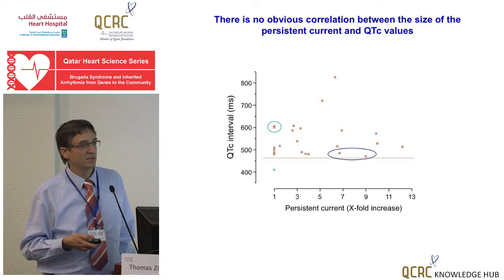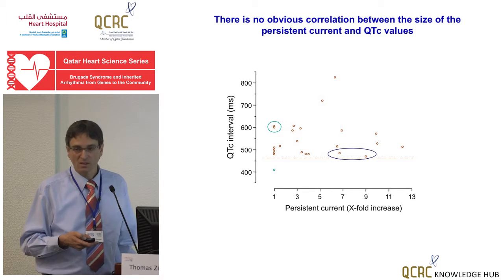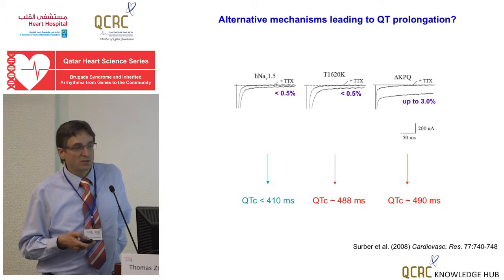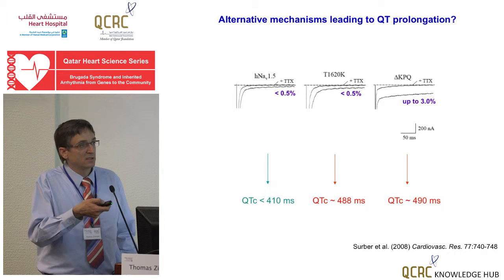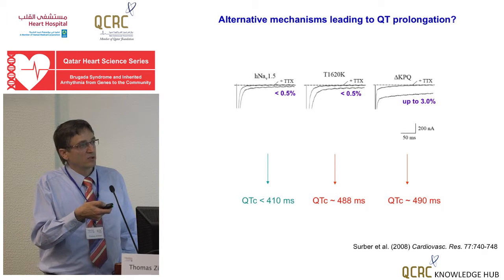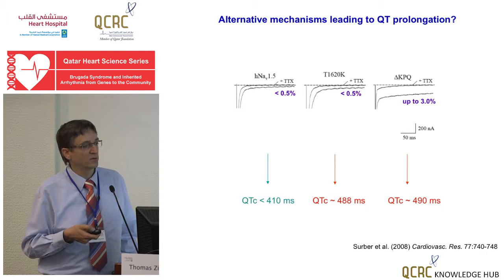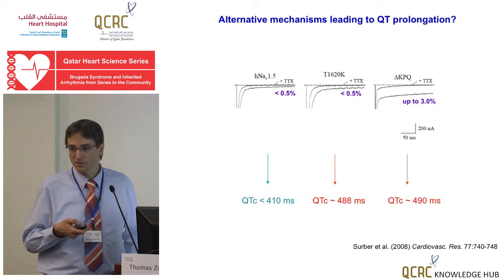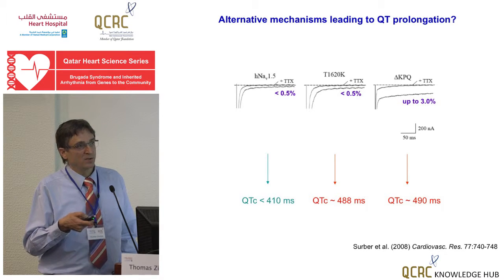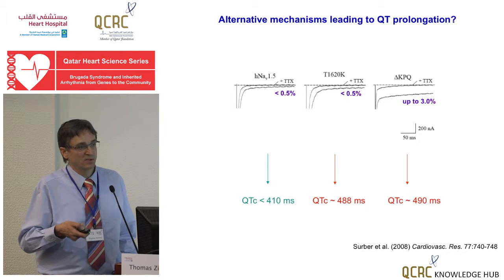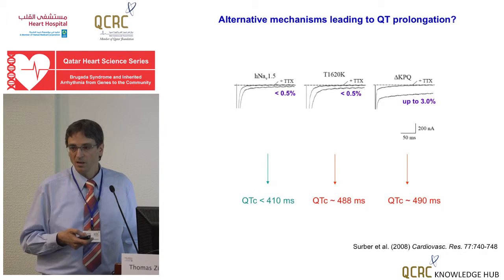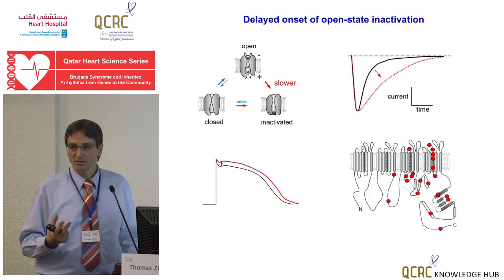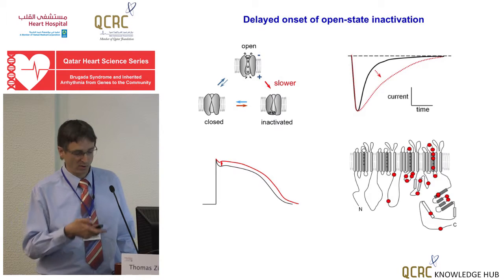This led to the idea that there must be alternative mechanisms of QTc prolongation. We found in a small family in Jena a mutation, T1620K, which causes long QT in those patients with a QTc of about 490, but the persistent current was very, very small. This is this delta KPQ channel with a persistent current of 3%, but the QTc value is similar. So there must be some other mechanisms, and there are in total 3 alternative mechanisms causing this action potential prolongation.